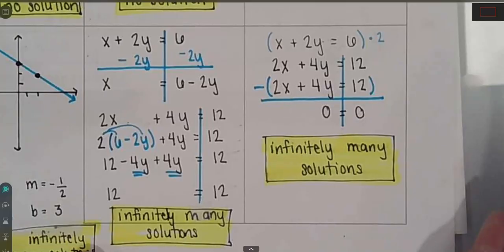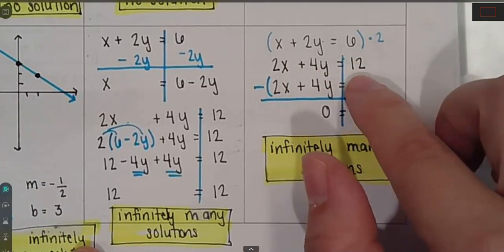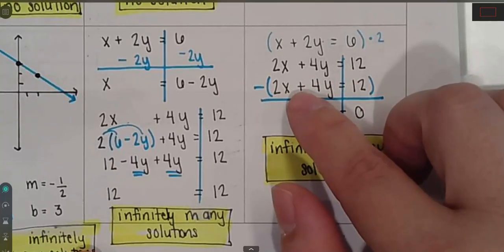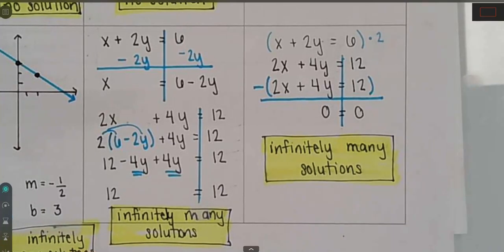So for elimination, once again, I'm going to multiply my first equation by 2. That'll give me 2x plus 4y equals 12. My other equation is 2x plus 4y equals 12. So when I subtract, I get 0 equals 0. 0 does, in fact, equal 0. So my answer is infinitely many solutions. So we've learned 3 methods of solving linear systems, and there's 3 possible types of answers you might get. Are there any questions on any of these things?